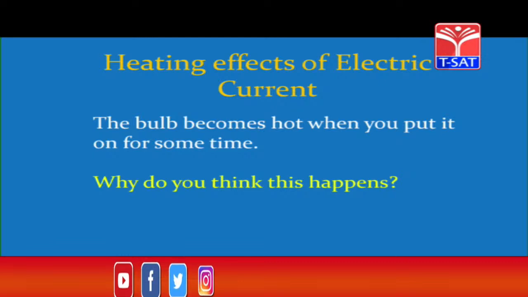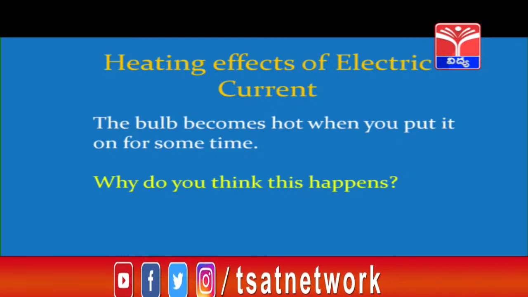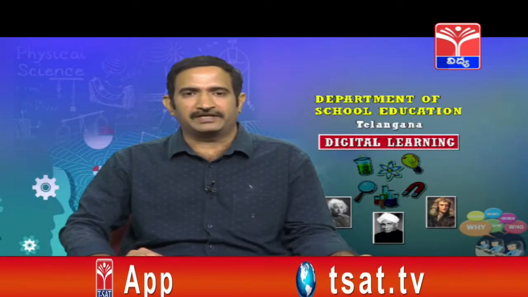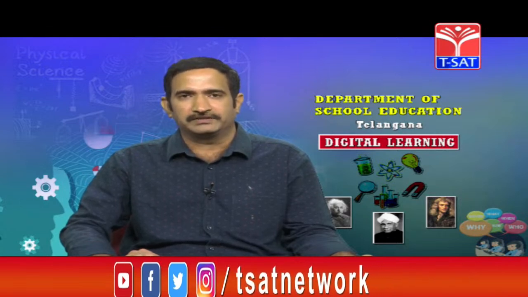Why do you think this happens? This happens because it is the filament of the bulb that heats up due to the current flowing through it. Children, whenever current flows through a bulb, what happens? The filament in the bulb gets heated up. Therefore, the filament converts electric energy into light energy and heat energy. Therefore, the filament is the main source of heating in the bulb.